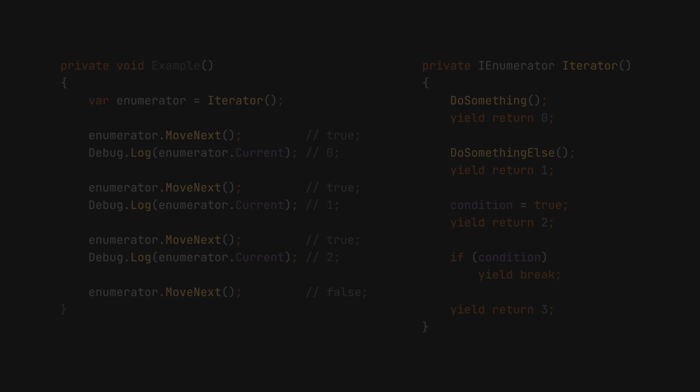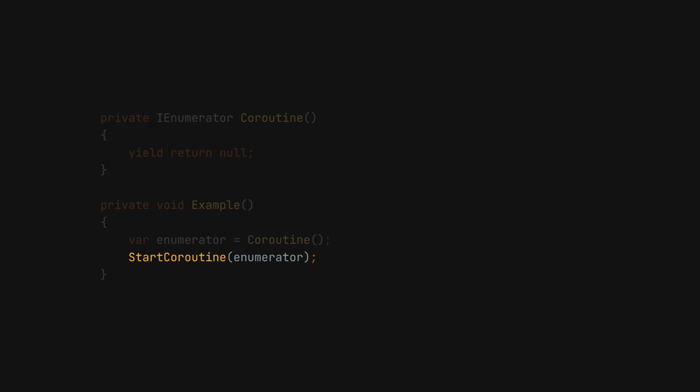But the fascinating thing here is that we've just declared a method that can be paused and then resumed. Coroutines in Unity leverage this ability to allow us to write asynchronous code. We start a coroutine by calling StartCoroutine with an enumerator as the argument. From now on, Unity will call MoveNext for us, but we can influence this process by yielding different things from within our method.